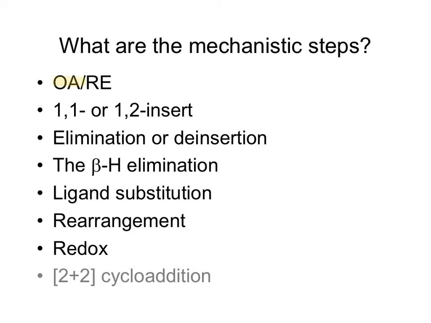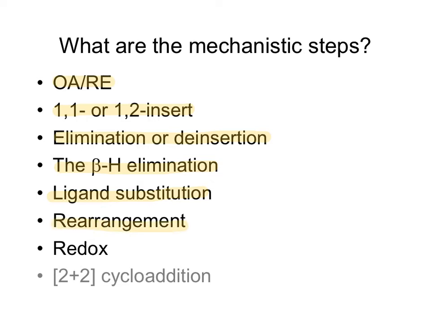So oxidative addition, reductive elimination, 1,1 or 1,2 insertion. The reverse of that, elimination or deinsertion chemistry. Those are steps that you could do. The beta hydrogen elimination is a specific case of an elimination reaction. You can also do ligand substitution reactions. You can do a rearrangement.